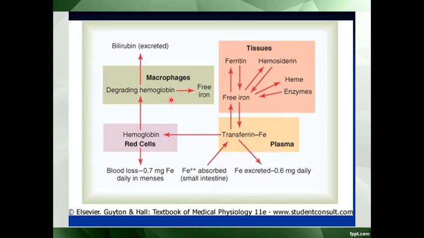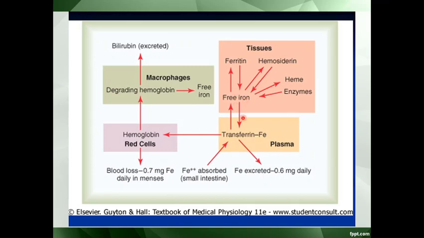Hemoglobin degradation is there. Free iron is released by the breakdown of hemoglobin. This iron goes to the tissues and is stored as ferritin, and whenever required, ferritin releases free iron. It is also stored as hemosiderin, and when iron is required, hemosiderin provides free iron. It is required for heme synthesis, and the enzymes also provide iron, because you know that enzymes are not used up in chemical reactions, so they are also a storage form of iron and they provide free iron.